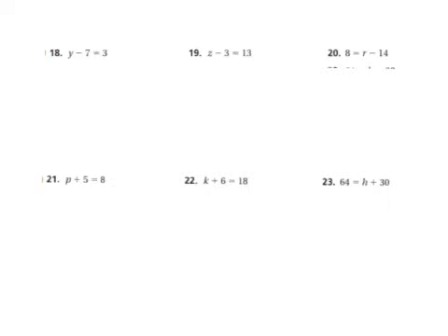Now it's our turn to do some of them. Let's look at the first ones, numbers 18, 19, and 20. I'm looking at all three of them, and they all start with subtraction. Remember, we do the opposite operation. In number 18, I'm trying to get rid of that minus 7. Well, the opposite of minus 7 is plus 7. So I'm going to add 7 to both sides. Minus 7 plus 7 eliminates, and I'm left with y equals 10.